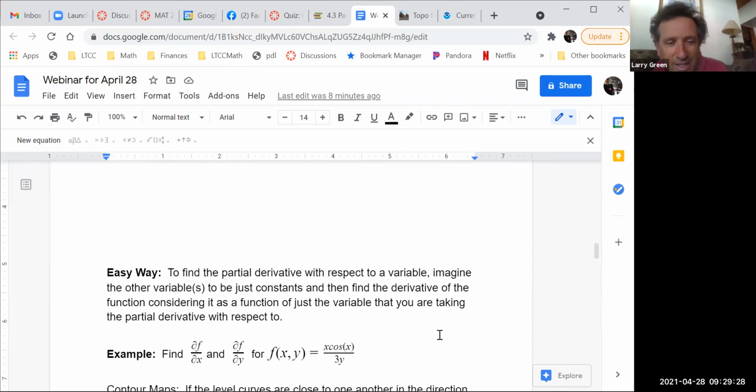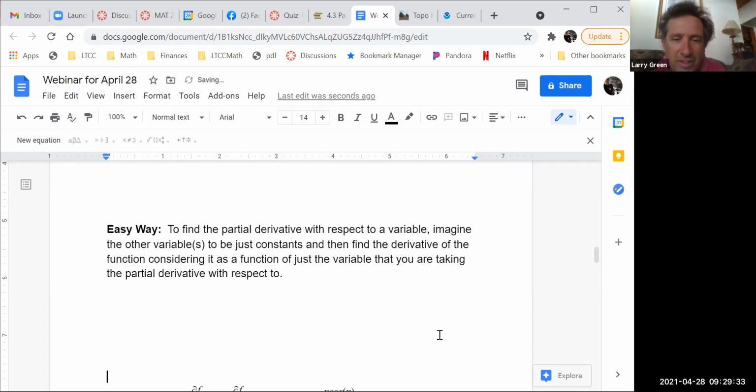So here's, I'm not going to give a proof to it. The proof would take too long. And I want to make sure you know how to take partial derivatives. So here's the easy way: to find the partial derivative with respect to a variable, imagine that the other variable or variables, if you're doing multiple variables, like 5 variables or something, are just constants. And then find the derivative of the function, considering it as a function of just that one variable, because you know how to do that.